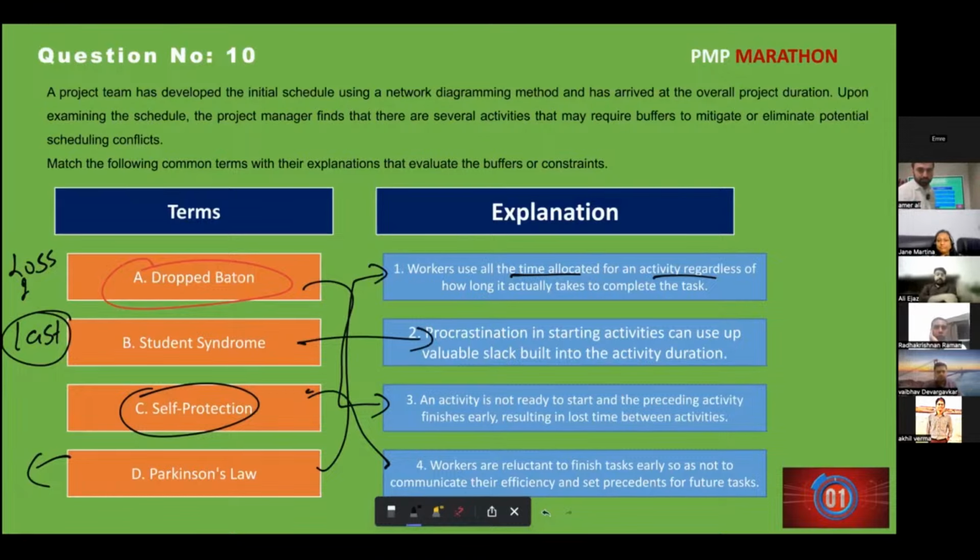Okay, Abbas. That's why I explained it, Abbas. I explained the other terms. I hope that is clear to you.